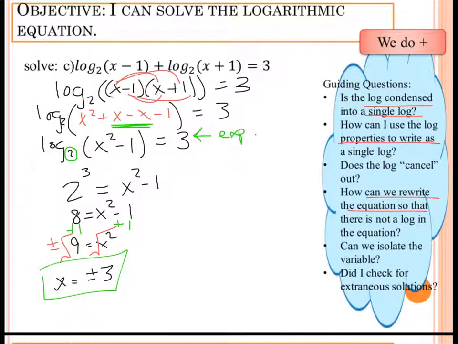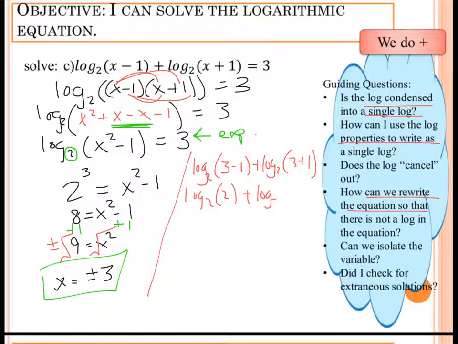So here's my check. Log base 2 on positive 3. So I'm checking positive 3 right now. Plus log base 2 on positive 3 plus 1. We're going to find out, is that 3? So I get log base 2 on 2 plus log base 2 on 4. Well, log base 2 on 2, that's like, what exponent can I raise 2 to get 2? I get 1 plus, and then evaluating that log, what exponent can I raise 2 to in order to get 4? Well, that's 2, and 1 plus 2 is 3, so that totally works.